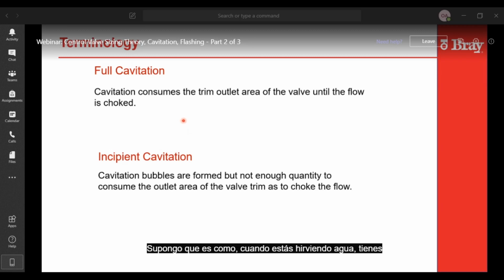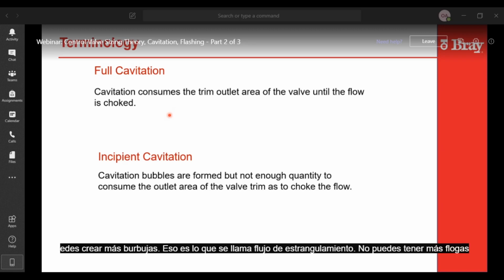I guess it's like when you're boiling water, you get a few bubbles at first, and then you have a lot of bubbles when you heat it up more. But in a valve, we're not heating the liquid, we're reducing the pressure, which does the exact same thing. As you reduce the pressure, you have more gas. And full cavitation, the way I understand it, is the point where enough liquid has been turned into gas that the velocity in the pipe is at the speed of sound. At that point you can't go any faster, you can't create any more bubbles. That's called choked flow. You can't have more flow because there's no room for it. Right.